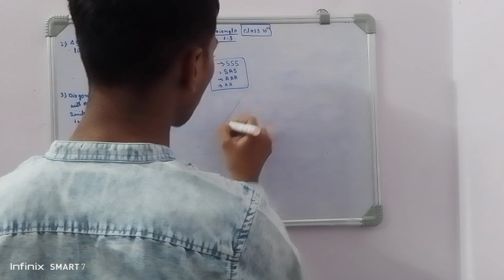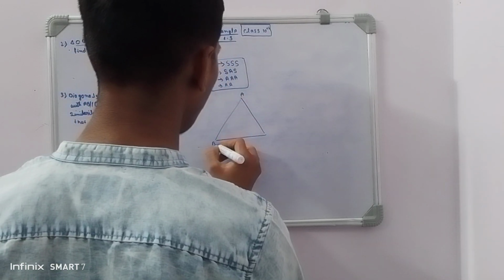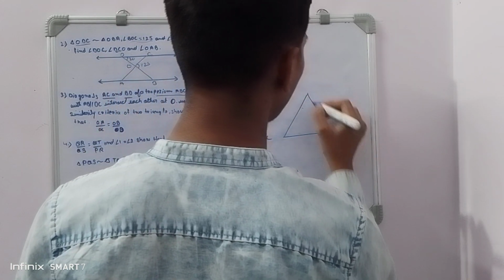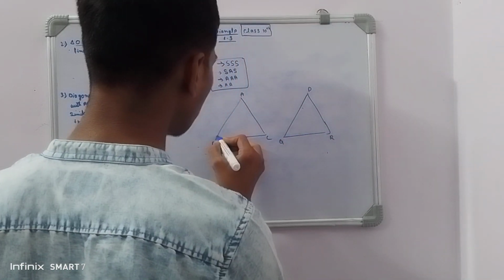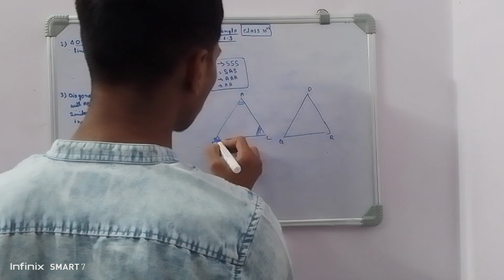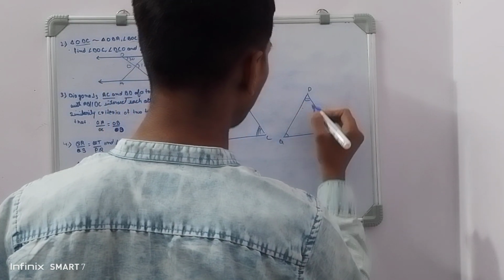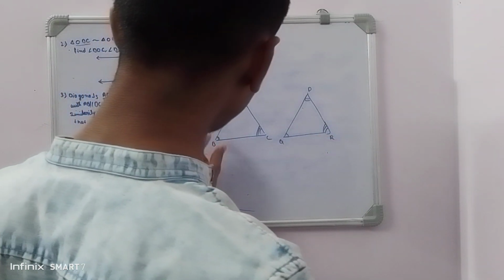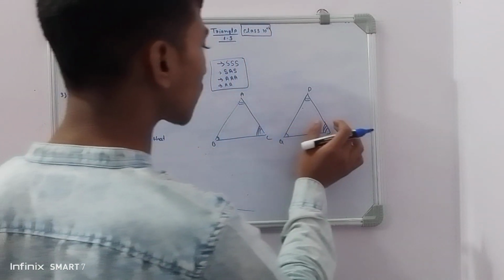So now make a triangle named A, B and C. Now we have another triangle named P, Q and R. Let's suppose this one angle and this one angle. So angle B is equal to angle Q, angle A is equal to angle P, and angle C is equal to angle R. As you can see that all three angles are equal, we will call these two triangles similar.